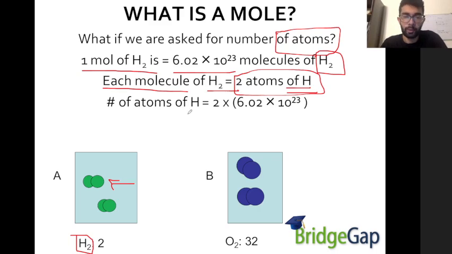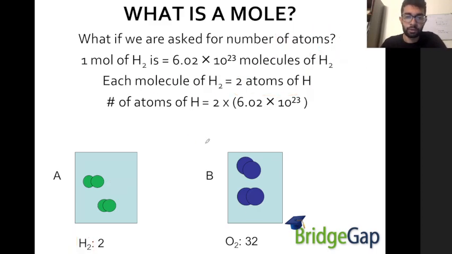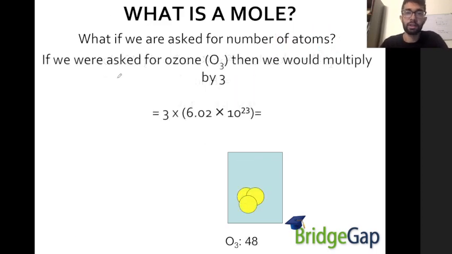And I hope that really helped, because let's say we're asked about ozone. Ozone is O3. And so if we're asked for ozone, O3, then we would multiply by 3. And why would we do that? Because as you can see over here, ozone has 3 covalently bonded oxygen atoms bonded together to form an ozone molecule. And so we would multiply 3 times Avogadro's constant to find out the number of atoms. And that's basically how it's done.